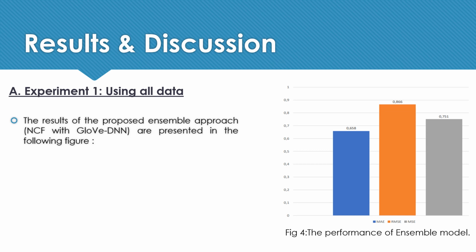As we can see in this figure, the evaluation of the ensemble model that combines GloVe DNN with neural collaborative filtering showcases notably improved metrics. These results indicate a substantial enhancement in prediction accuracy compared to individual models. The ensemble's integration of various models effectively diminishes errors, leading to significantly enhanced accuracy.